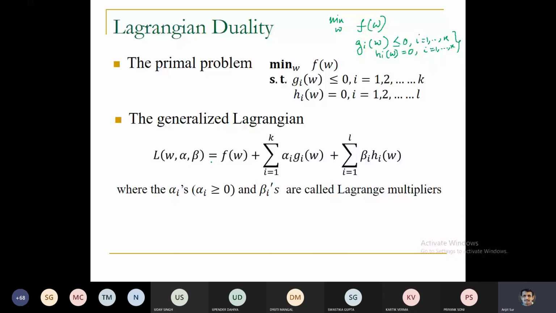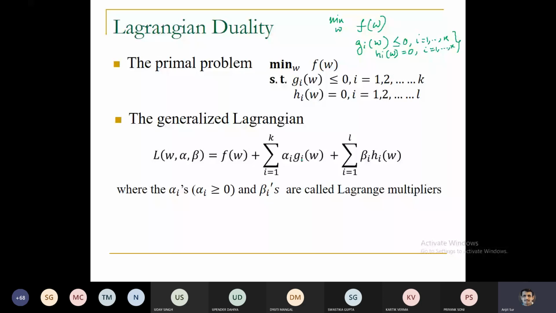This is L of w, alpha and beta, and these alpha and beta are called the Lagrangian multipliers. How we formulate that: the main primal function f(w) plus the summation, i equal to 1 to k, of alpha_i, where alpha is the Lagrangian multiplier and the index i is because these are different instances, g_i(w). Plus the summation, i equal to 1 to l, of beta_i h_i(w).